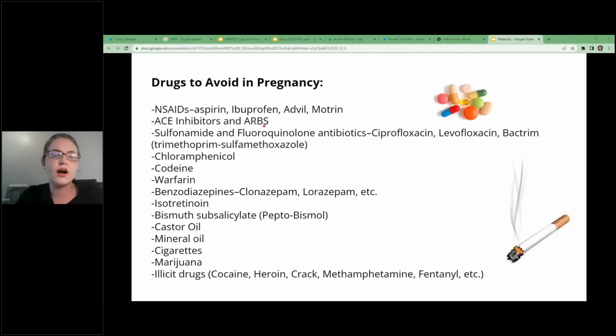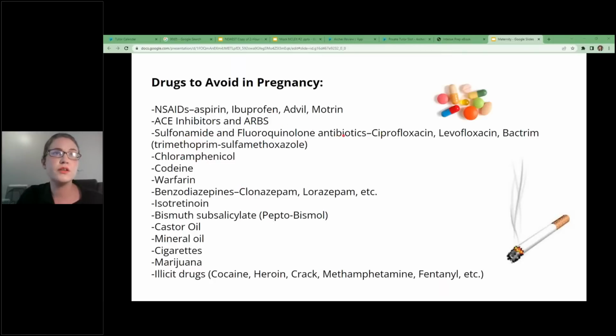ACE inhibitors and ARBs, these are two blood pressure medications that you do not use in pregnancy. These cause oligohydramnios, which causes the amniotic fluid to go down. They can cause fetal growth restriction and fetal abnormalities. So what should you use instead? Beta blockers, calcium channel blockers, those are going to be the agents we use.